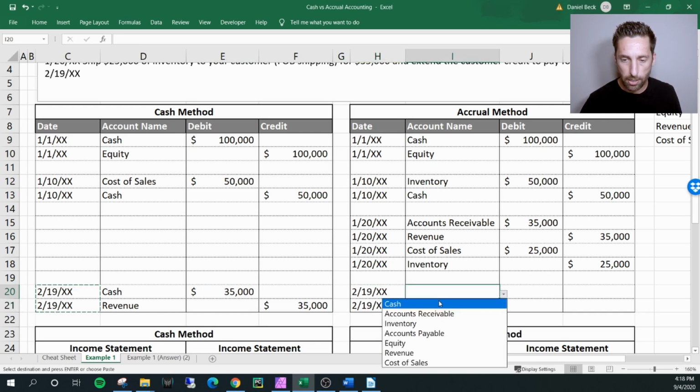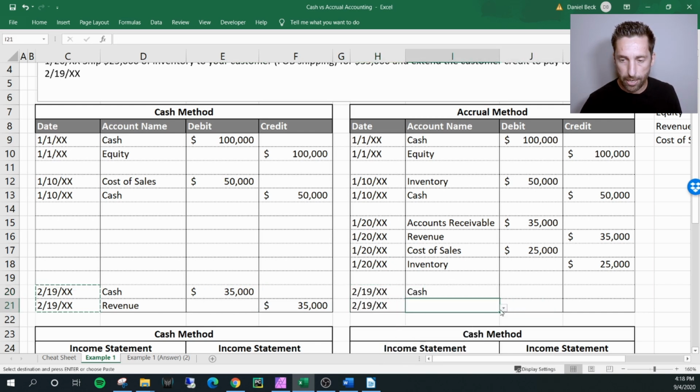And then this entry on the accrual method will just look like this. The cash will go up and the accounts receivable will go down. The cash will go up by $35,000, and the accounts receivable account now will go down by $35,000. So that's how the entries would be recorded under the two methods.